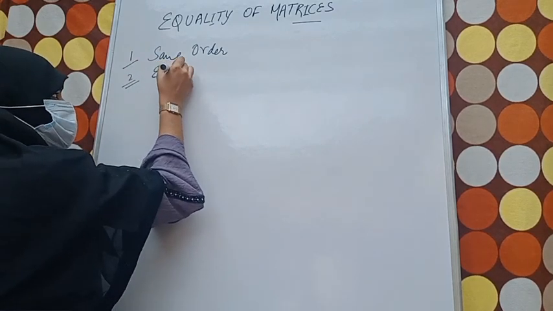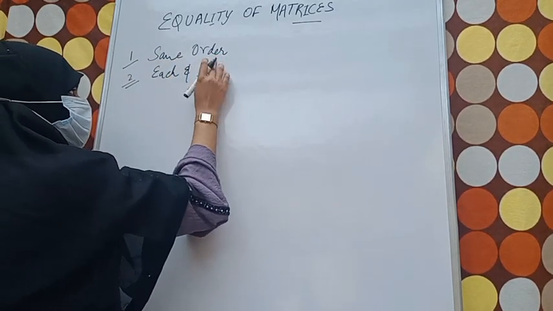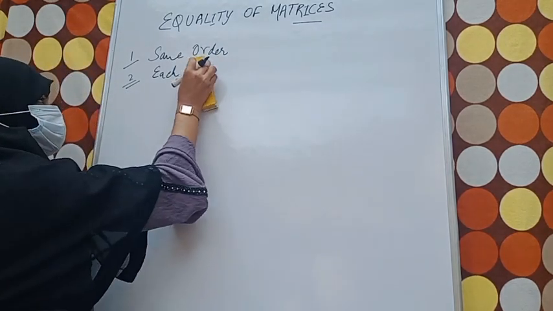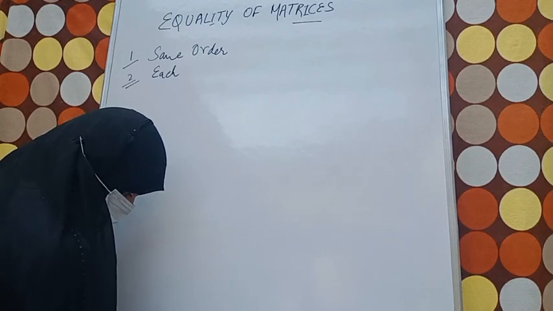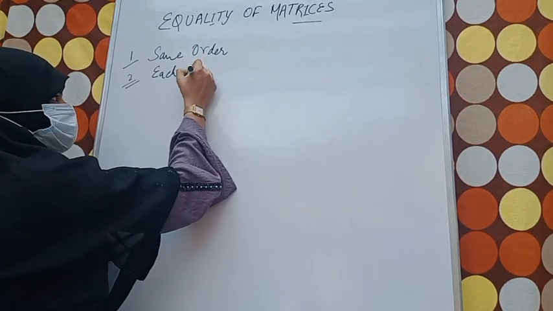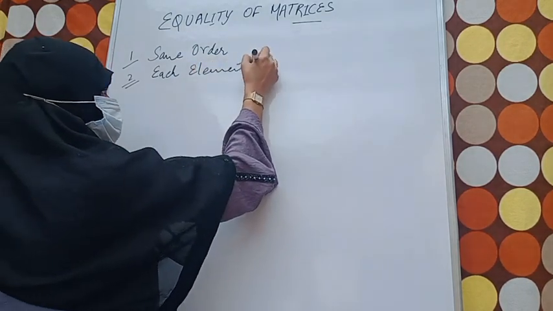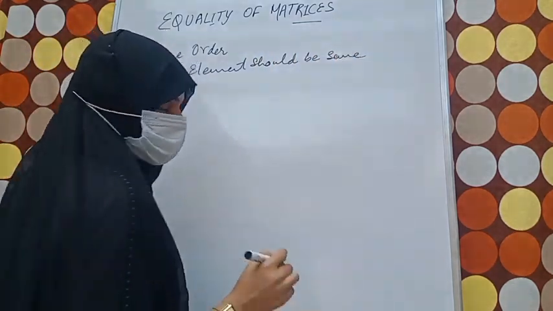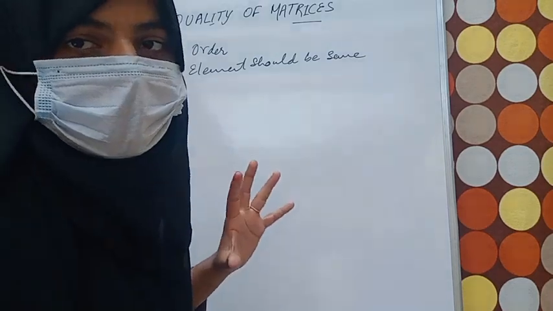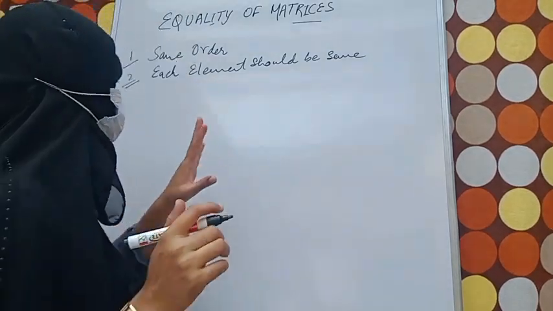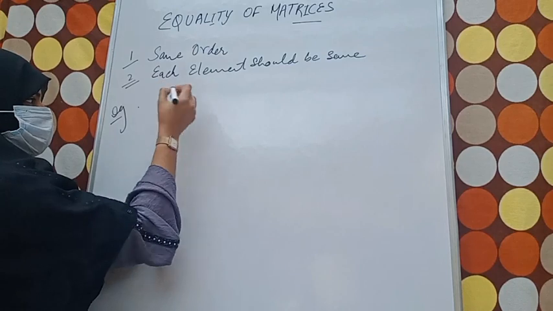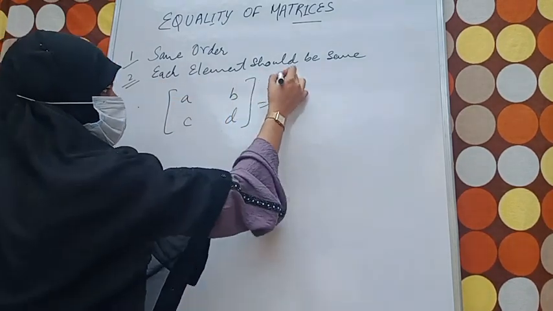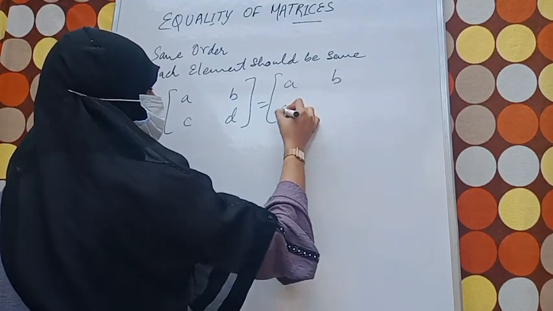And each and every element should be equal, should be same. Then only you can say two matrices are equal. Let me give you one example. For example, if I say A, B, C, D, it will be equal to A, B, C, D.